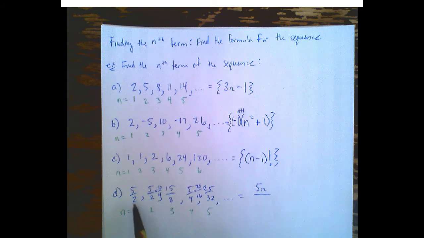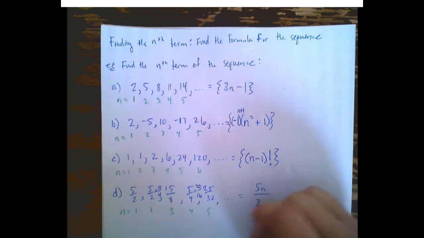over. Now how do we produce these denominators? That's 2, 4, 8, 16, 32. Looks like it's multiplying by 2 each time. So that would be 2 to the first, 2 squared, 2 to the third, 2 to the fourth, 2 to the fifth.